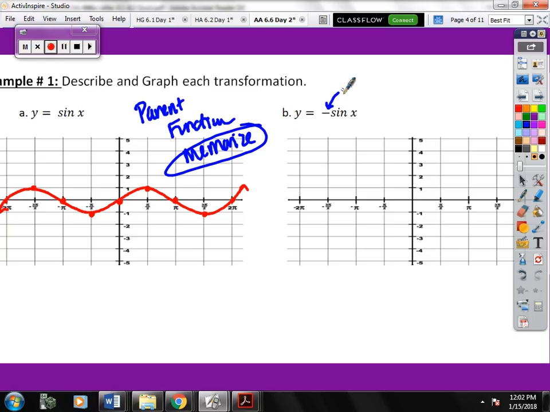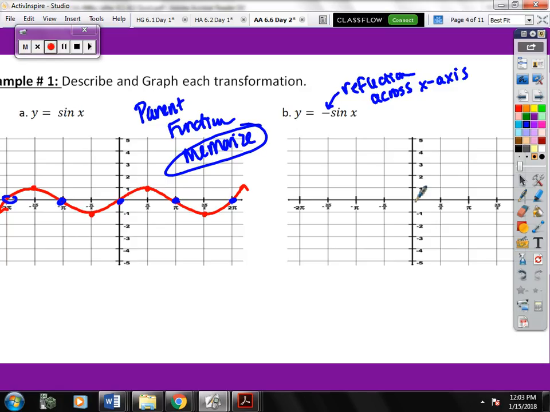So this negative, does anyone know what the negative out front would do? It's almost like a -1. Yes, this will be a reflection across the x-axis. So these points here will not get reflected because those are on the x-axis. Those, I'll call those like mid-level points. But the max will become a min, and the min will become a max. So it just kind of flips across the x-axis.